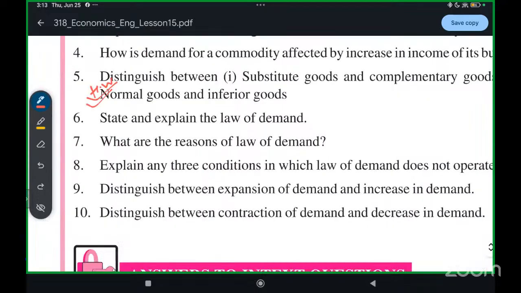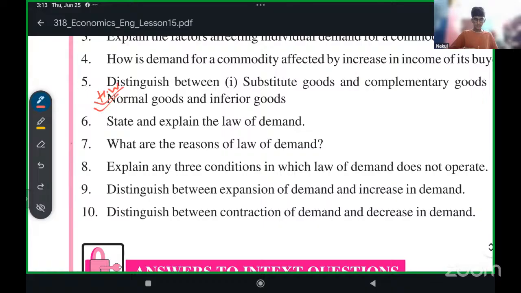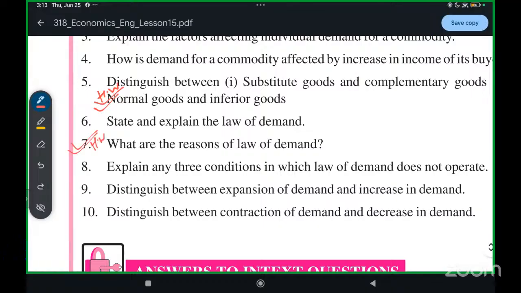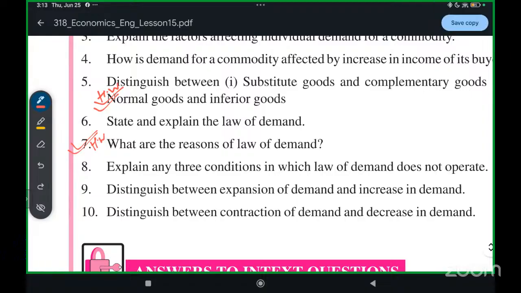What are the reasons of the law of demand? This question is also homework. In this question you have to state the reason why the law of demand happens.